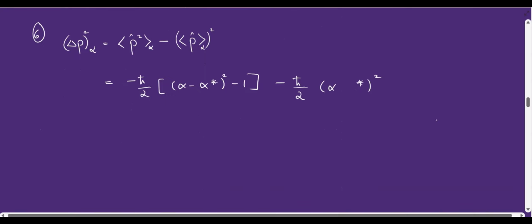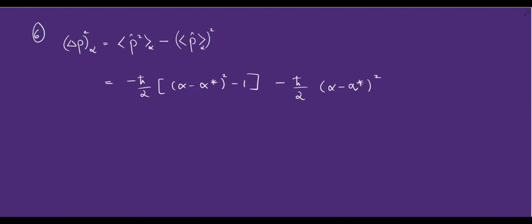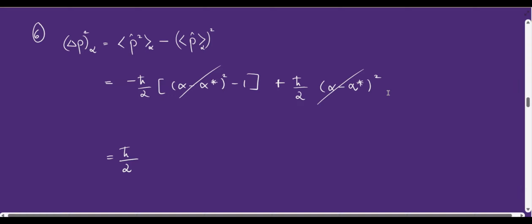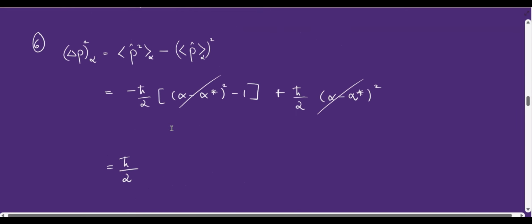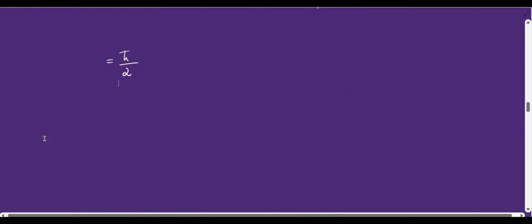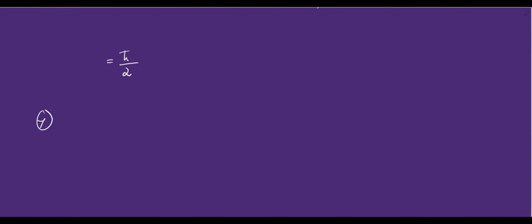Yes, there will be a minus sign here. So minus minus, just a minute. Okay, there is a minus, and then this will become plus, and this will get cancelled, and this minus and minus will give me h bar by 2. So this is the uncertainty in the momentum operator for the coherent states.